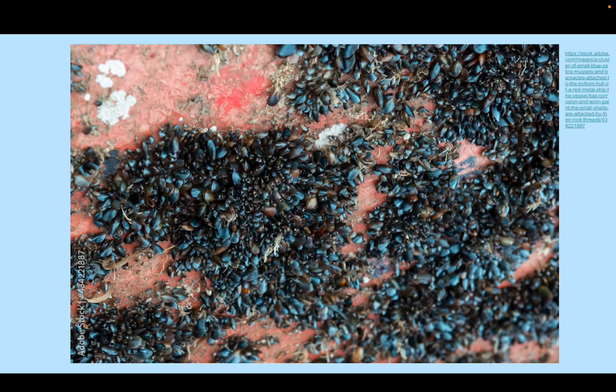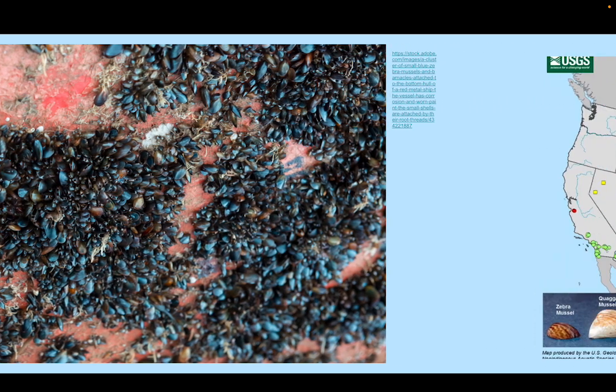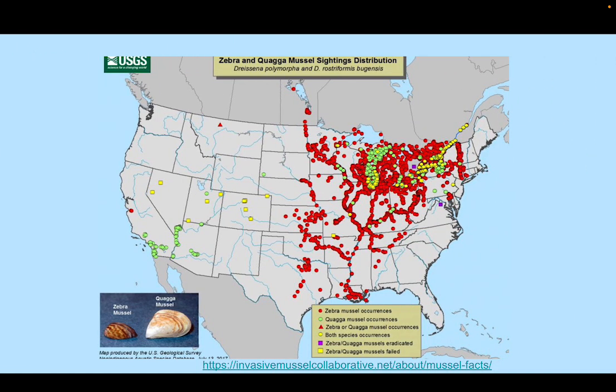To make this concrete, let's look at one famous invader, the zebra mussel. These small freshwater mussels, originally from Eastern Europe, showed up in the Great Lakes in the late 1980s, likely carried by ballast water from ships. This map depicts the occurrences of zebra mussels in the Great Lakes.